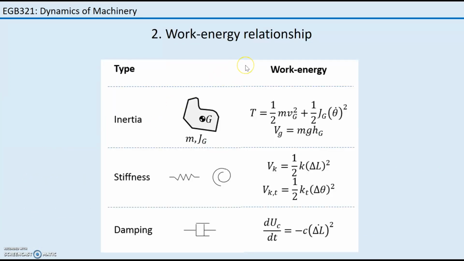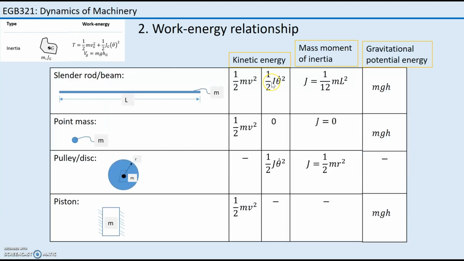Starting with step 2, there are 3 types of elements that we need to consider: inertia, which will have kinetic and gravitational potential energy, stiffness of springs, and damping. Let's get into each element in detail. For inertia, there will be 2 types of energies, kinetic energy and gravitational potential energy. And for kinetic energy, there will be linear and rotational kinetic energy.